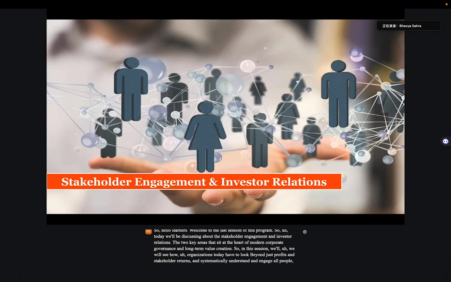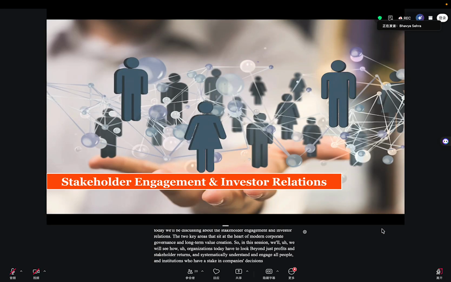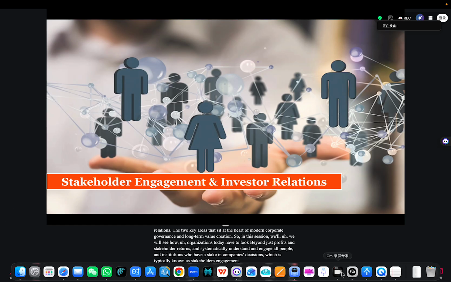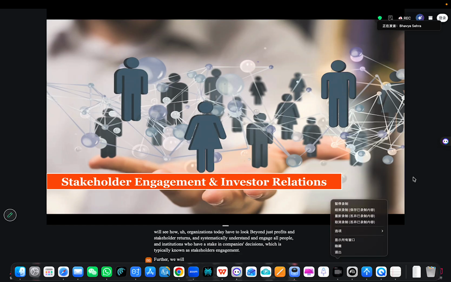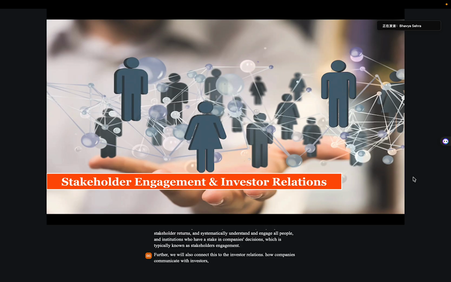and institutions who have a stake in companies' decisions, which is typically known as stakeholder engagement. Further, we will also connect this to investor relations, how companies communicate with investors and capital markets in a transparent, consistent, and governance-aligned way.